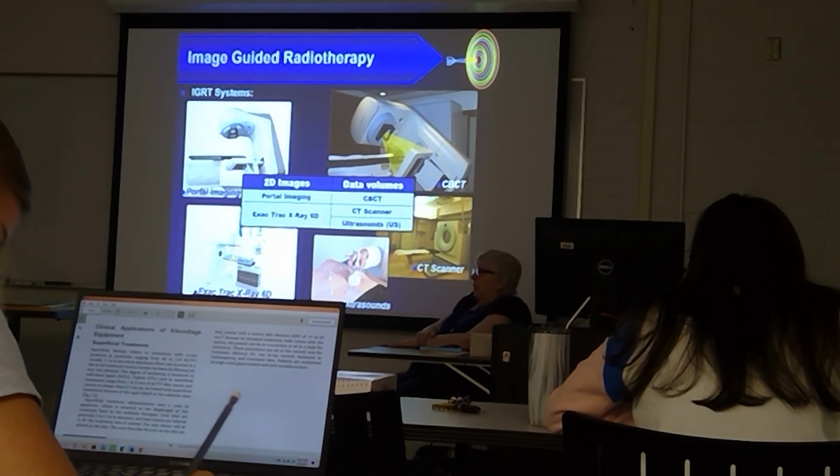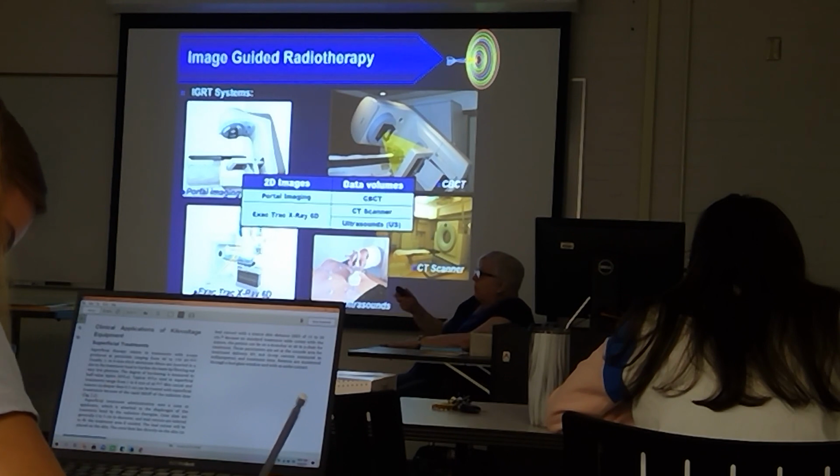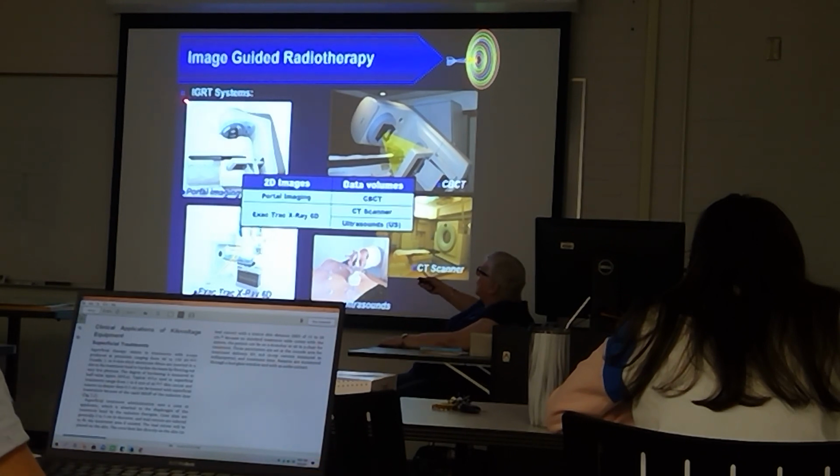What's the source for portal imaging? Where is that coming from? Portal imaging is the MV image. What's the arrow pointing to? I know it's pointing to the MV, but where is it coming from? Oh, no, this is just showing you where. Yeah, this is just the MV imager. The MVs are coming from the treatment machine.